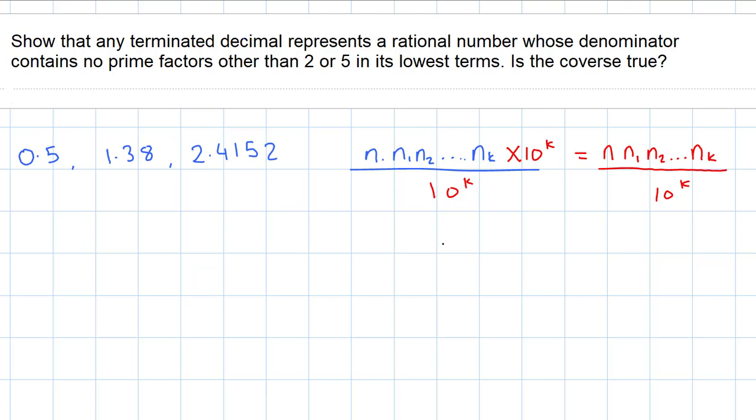If this is not in its lowest form, we will have to divide the numerator and denominator by 2s and 5s, but even after dividing we won't introduce any other prime numbers, like 3 or 7 for instance.